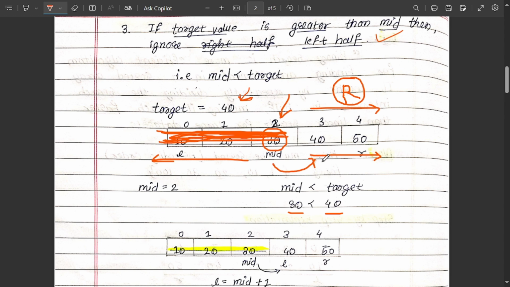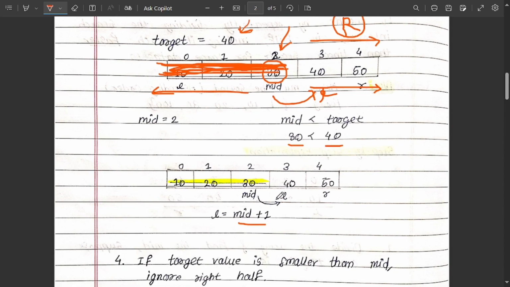Okay, so this will be your left. So this will be left at this point and this will be right. Right will be at that point only and the left will be updated. So how will it be updated? We will say left is equal to mid plus 1. So what will happen? This is going to be left.